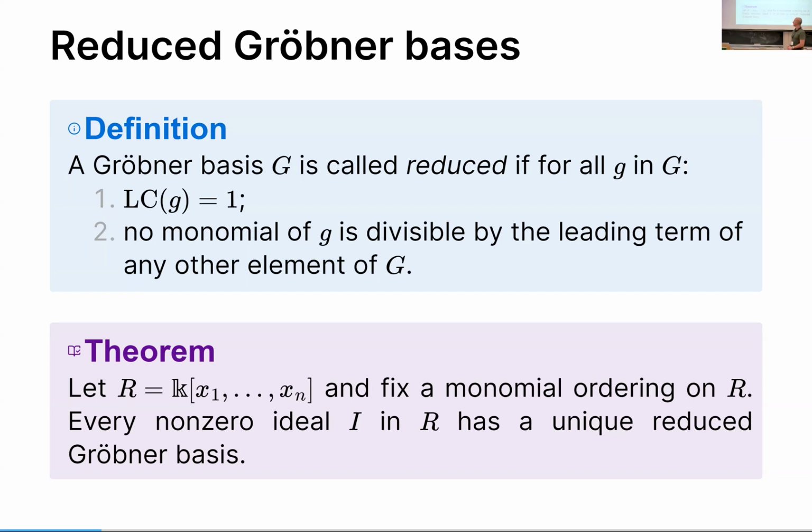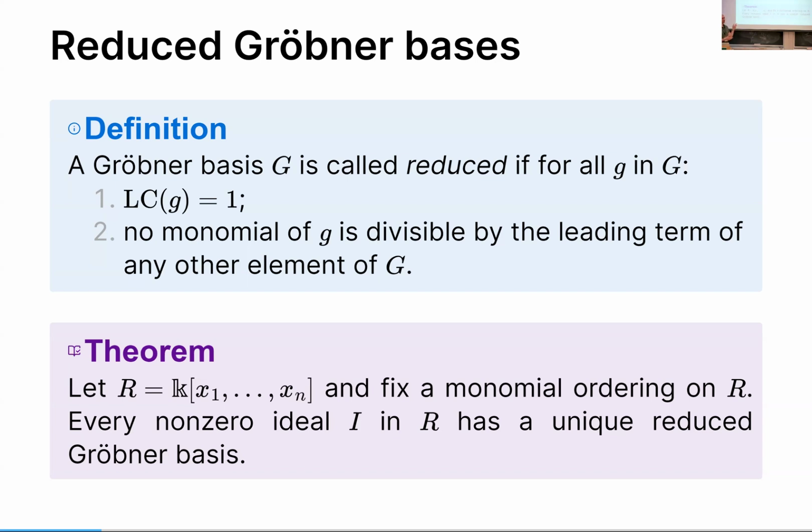So if we all agree to certain rules, namely that we want the elements in our Grobner basis to all have leading coefficient 1, and we want it so that no monomial of any element little g in this tuple is divisible by the leading term of the other elements of the tuple, then you get something that is called a reduced Grobner basis. And in fact, a theorem says that once you have fixed your monomial ordering, then every non-zero ideal has a unique reduced Grobner basis. Okay?